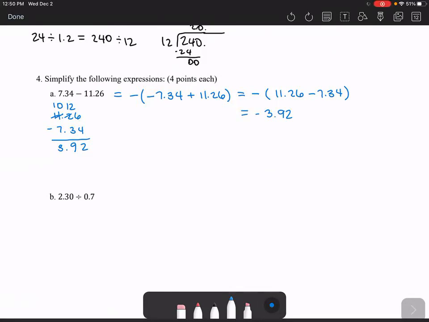So the next question is 2.30 divided by 0.7. Okay, so this was probably the hardest question on the exam. But a lot of people got a lot of credit, even if they didn't get the full answer. So using the division algorithm that we just talked about, if we move the decimal in both the divisor and the dividend once to the right, this is 23 divided by 7. So now we need to divide 23 divided by 7.